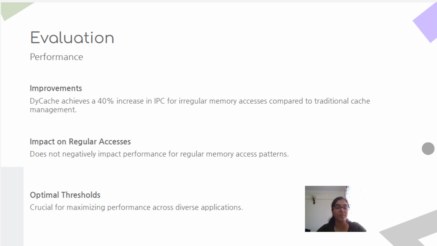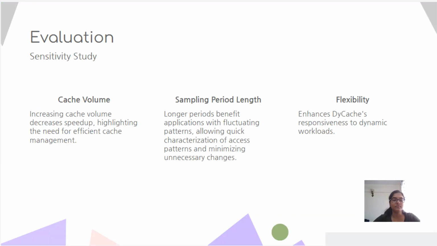Performance. DyCache demonstrates significant performance improvements, achieving a 40% increase in IPC for applications with irregular memory accesses compared to the traditional cache management. The evaluation reveals that DyCache does not negatively impact the performance of applications with regular memory access patterns. The results indicate that the optimal thresholds for cache management granularity are crucial for maximizing performance across diverse applications.